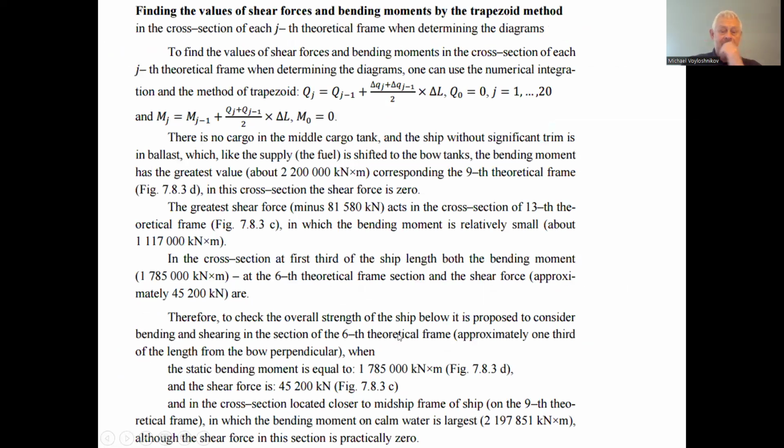And finding the values of the transverse forces and the bending moment, to find the values of the shear forces and bending moments in the cross section of each theoretical frame when determining the diagrams, one can use the numerical integration and the method of the trapezoid. A method trapezoid for the numerical integration.